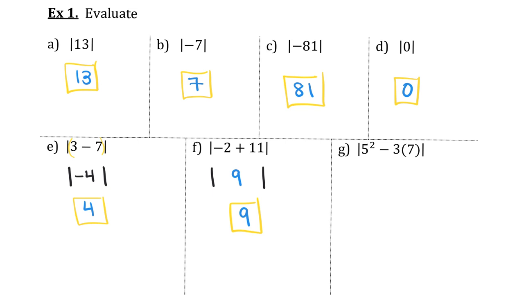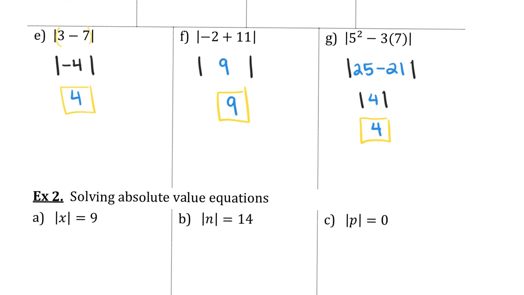Okay, for G, absolute value of 5 squared minus 3 times 7. Absolute value is like parentheses, so I'm going to do the inside first. Order of operations applies no matter what. So 5 squared is 25. 3 times 7 is 21. Okay, am I done? No, I have to finish the parentheses. So it's the absolute value of 4, which ends up being 4. And I evaluate the absolute value last, so leave the bars on to the very last step.